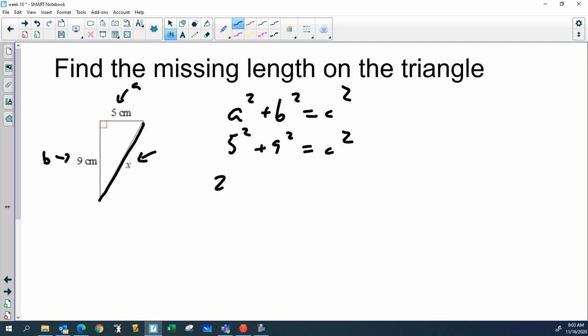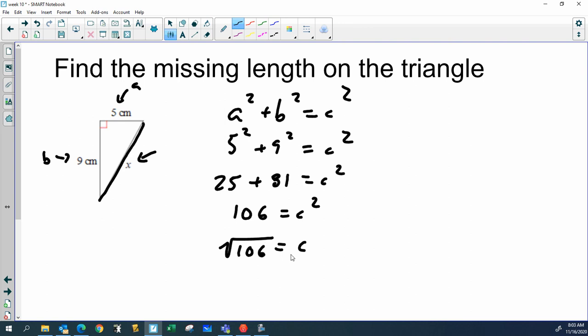So 5 squared is 25, that's 5 times 5. 9 squared is 81 because 9 times 9 is 81. We add those together using calculator, mental math, whatever you choose. So it's going to be 106 equals c squared. And then we take the square root of both sides to solve for the missing side length. So it looks like it's going to be about 10 point something. We'll use a calculator to find that.